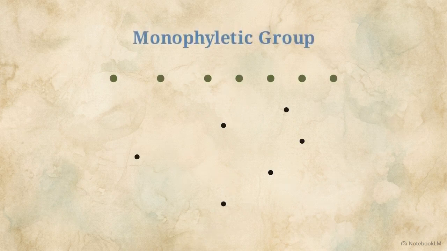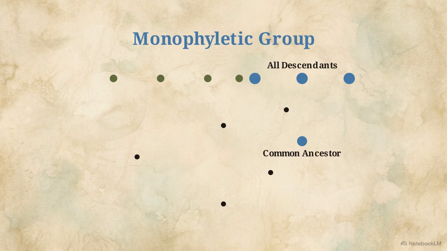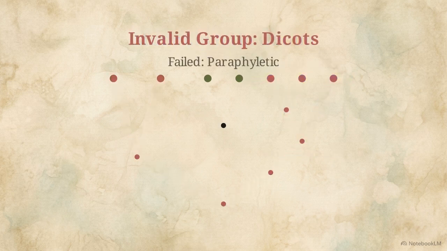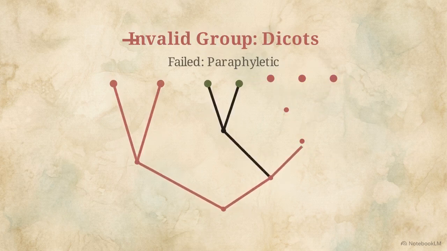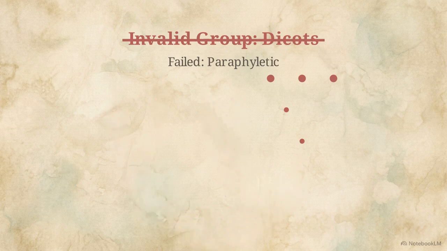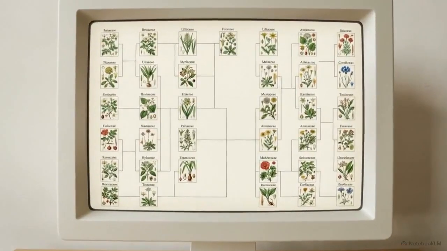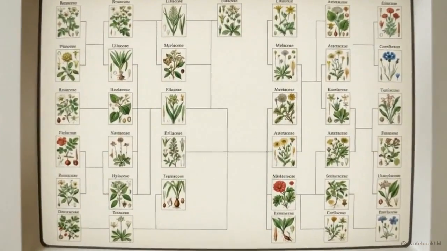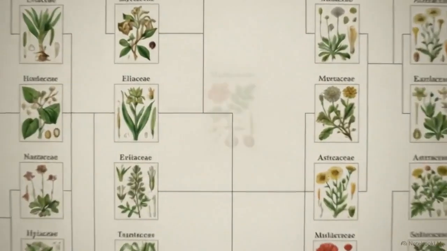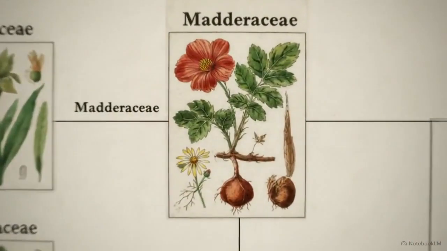The APG applied a strict new rule. Every recognized group must be monophyletic, including one common ancestor and all its branching descendants. Groups failing this genetic requirement were dismantled. The invalid dicots were broken apart, and verified branches reorganized into new clades, like eudicots. By grounding the system in monophyletic groups, the APG replaced subjective botanical opinions with a structure built on verifiable genetic data.